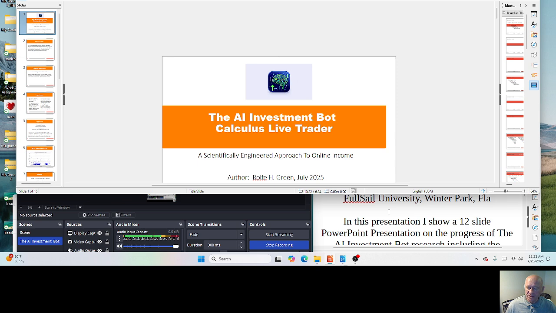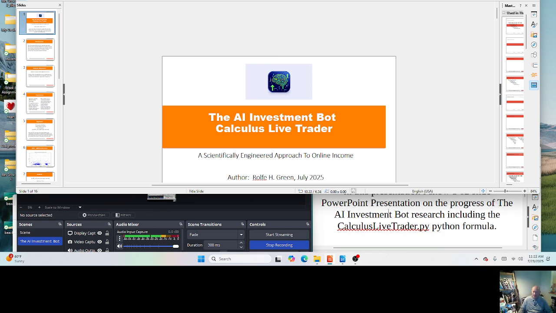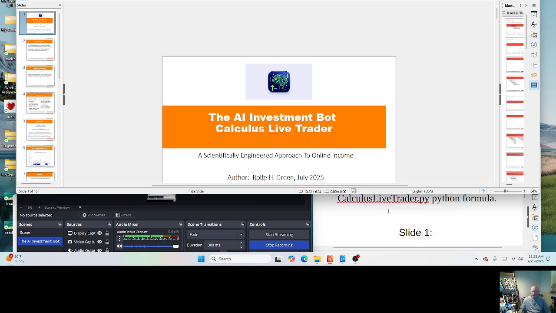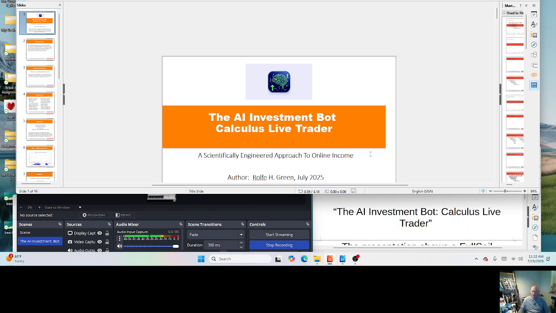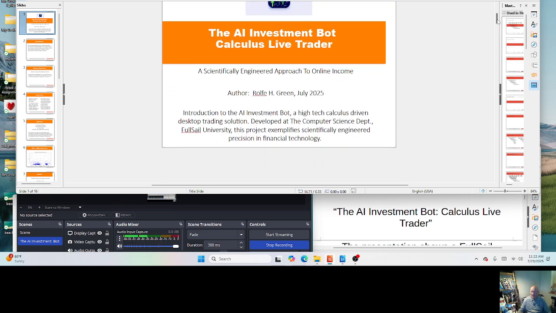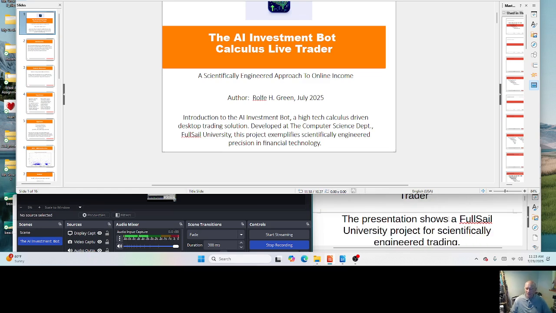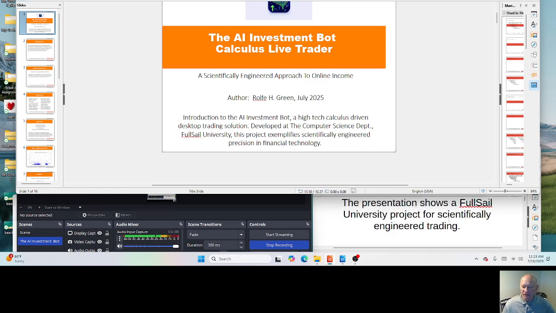In this presentation, I show a 12-slide PowerPoint presentation on the progress of the AI investment pod research, including the calculus live trader.py Python formula. In slide 1, as you can see right here, let's see if I can get it in focus. I'm addressing the AI investment bot calculus live trader. The presentation shows a Full Sail University project for scientifically engineered training.